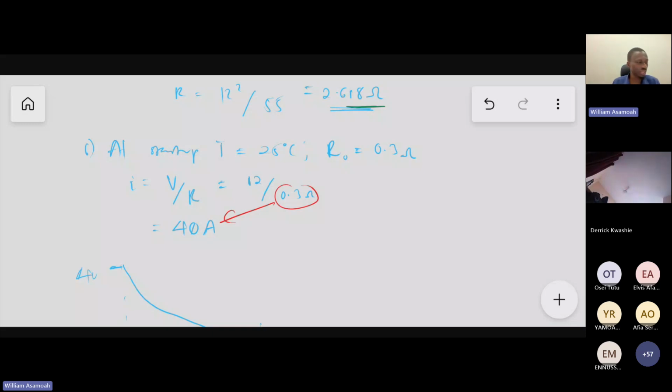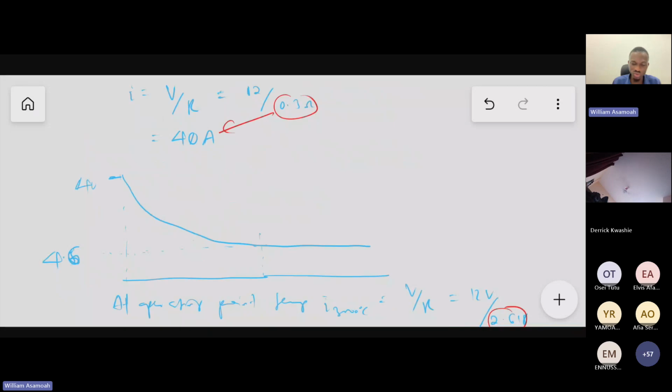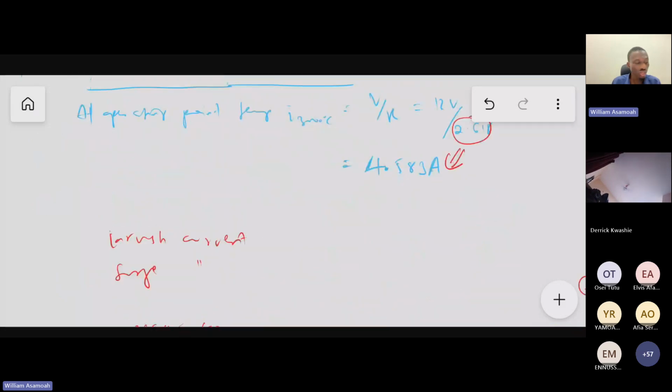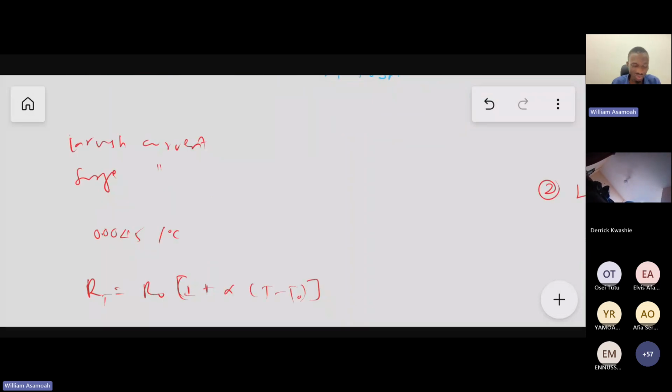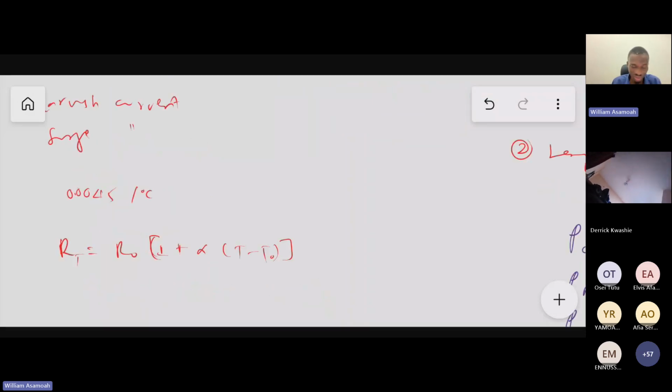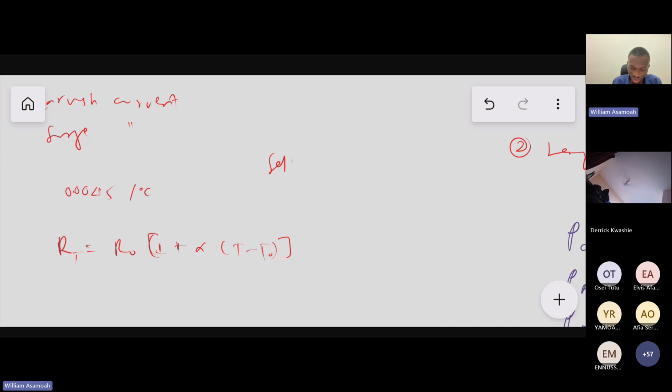So higher resistances would result in low current, and low resistances will result in increasing current. So there is some kind of an automatic control here. We call that behavior self-limiting electrical behavior, self-limiting. And you see it in many places in mechanical engineering.